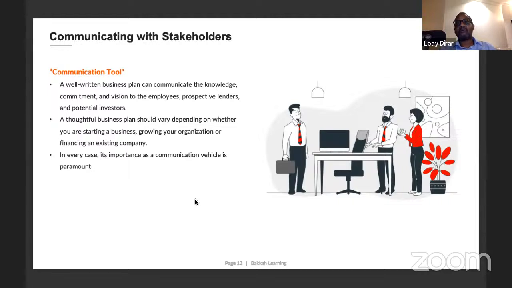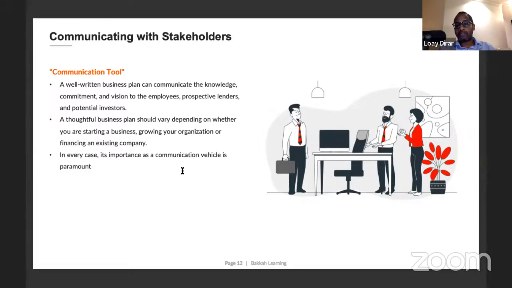A well-written, concise, rich document in the form of a business plan can help to engage other stakeholders, especially those who have an interest in your idea. So you can think of a business plan as a passport for your idea. A well-written business plan can communicate the knowledge, commitment, and vision to the employees inside the business and prospective lenders, those who are going to lend you money, and after that, any potential investors.